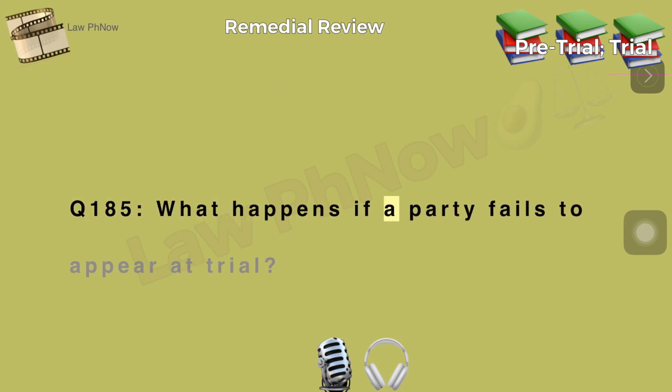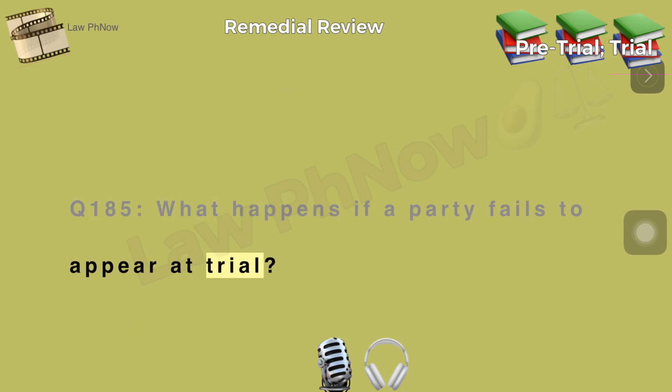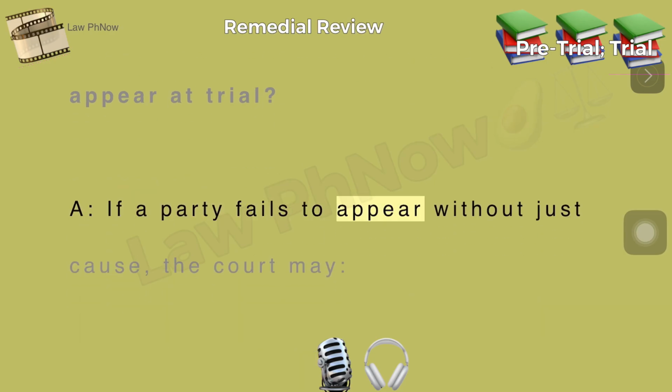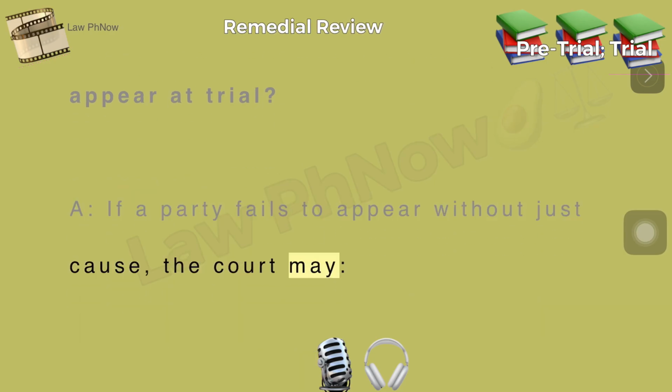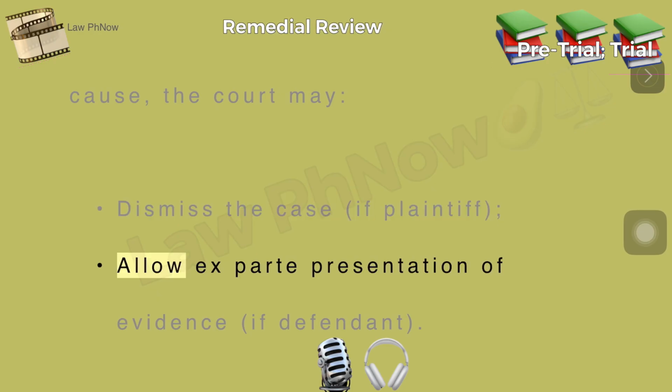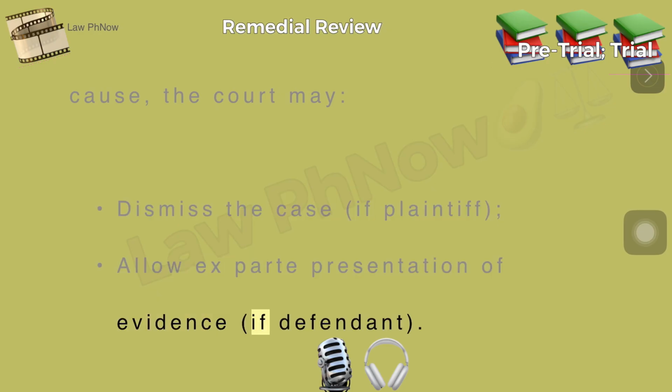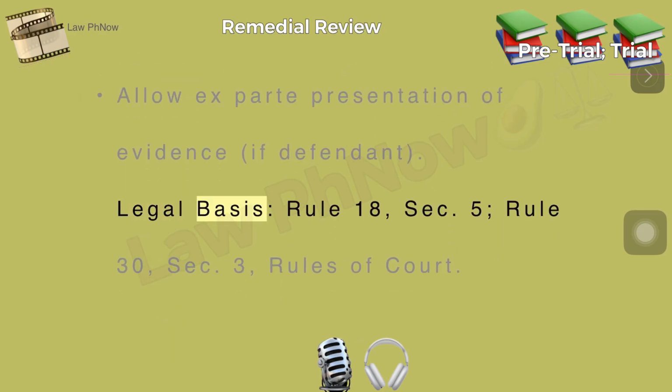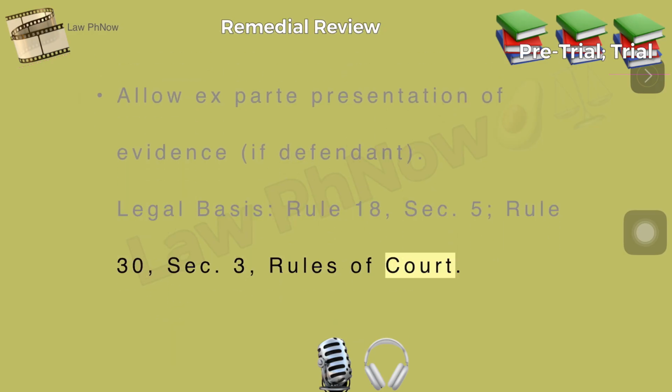Q185. What happens if a party fails to appear at trial? A. If a party fails to appear without just cause, the court may dismiss the case, if plaintiff, or allow ex parte presentation of evidence, if defendant. Legal basis, Rule 18, Section 5, Rule 30, Section 3, Rules of Court.